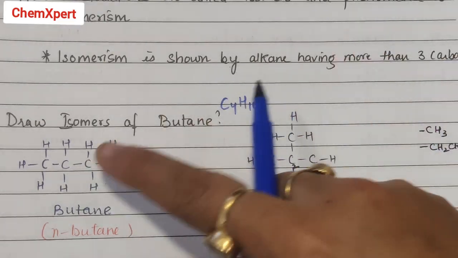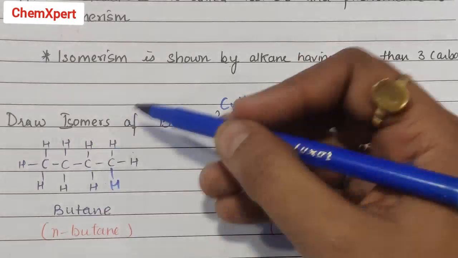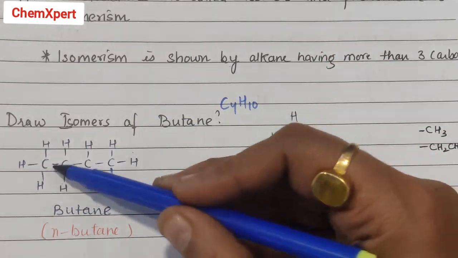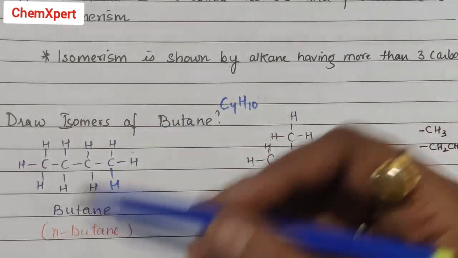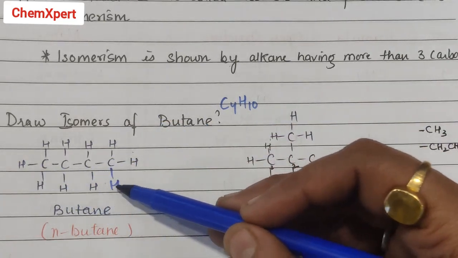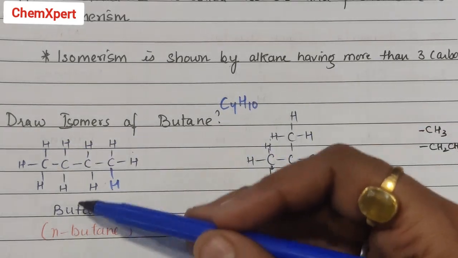So one is the straight chain structure, 1, 2, 3, 4, and now at each carbon we will form 4 bonds, 1, 2, 3, 4, 1, 2, 3, 4, 1, 2, 3, 4, 1, 2, 3, 4. So now count hydrogen here, 1, 2, 3, 4, 5, 6, 7, 8, 9, 10. So C4H10, n-butane or butane.